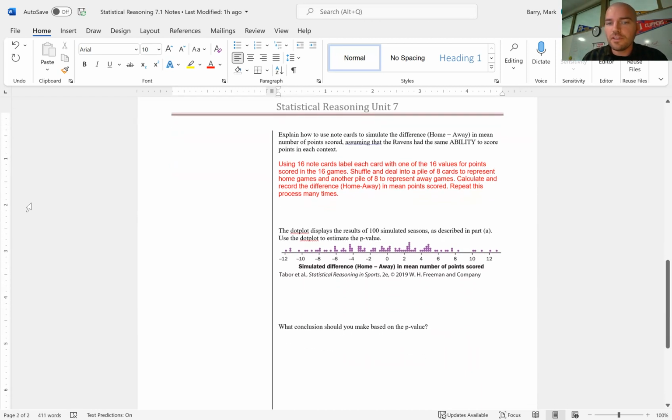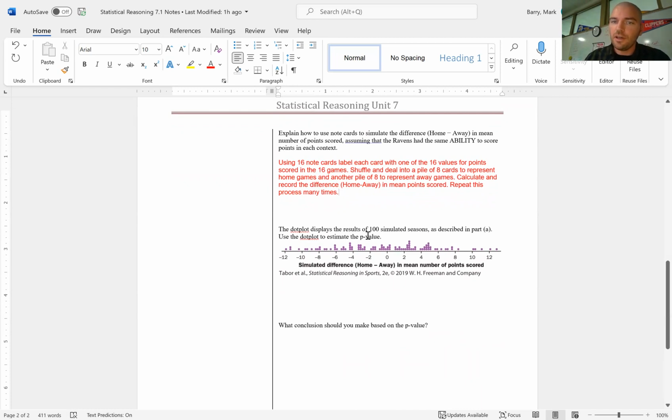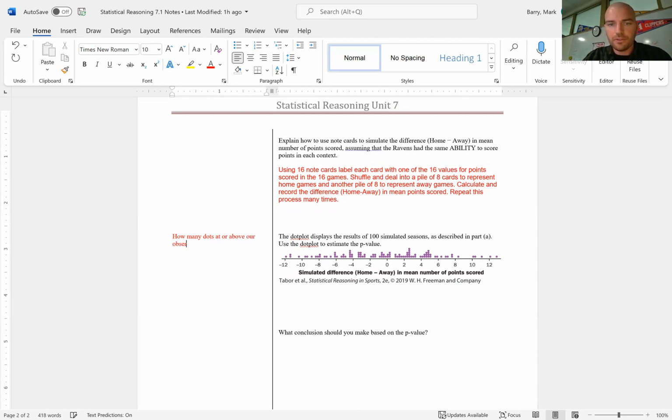All right. So you can see here the dot plot shows the results of the 100 simulated seasons as described in part A. Use the dot plot to estimate the p-value. Okay, so for the p-value, we are looking for how many dots, and we can write this over here on the left column, if we need to, at or above our observed mean difference.